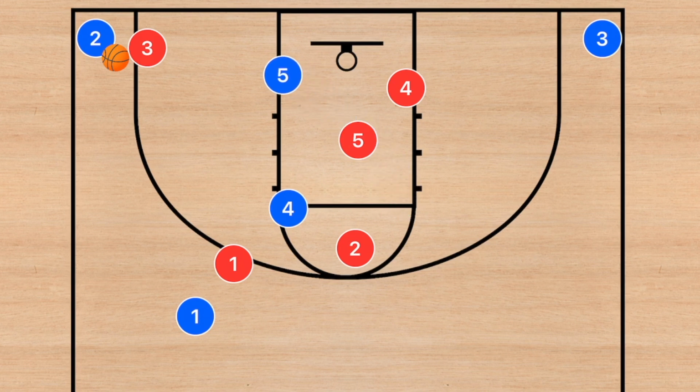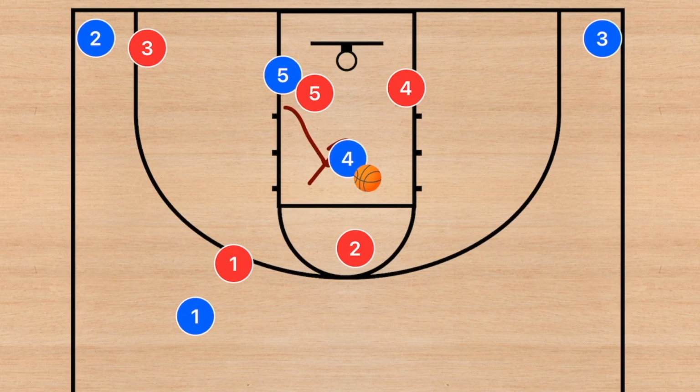If player 3 is able to recover out to that in time, then we're going to have player 5 go to the low post. This is going to be an entry pass into the low post. Player 4 is going to then cross. And of course, we're going to have the pass to player 4.